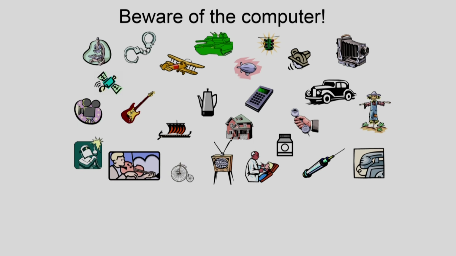This is a slide that indicates a number of domains, like the microscope shows say biology, pathology, the handcuffs show forensic applications, the tank shows military applications, and so on. And a favorite question I have for students is, which of these domains do not have an embedded system in it? So typically you have students saying the cycle, for instance, which is down here, right, or the scarecrow, which represents agriculture.